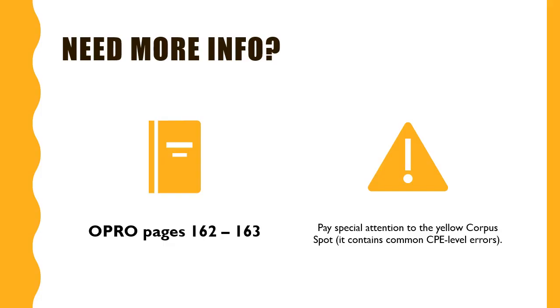And you can find even more information on this in Objective Proficiency on pages 162 and 163, and pay special attention to the yellow corpus spot, which contains common CPE level errors that you can fix and that you can learn from.